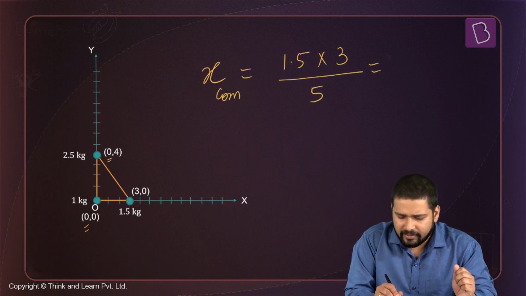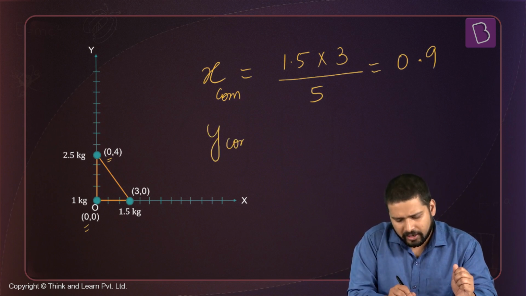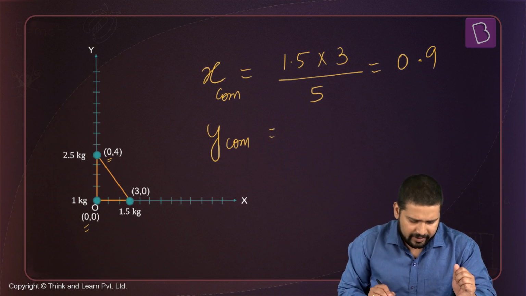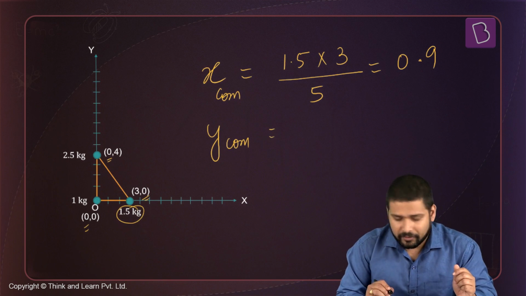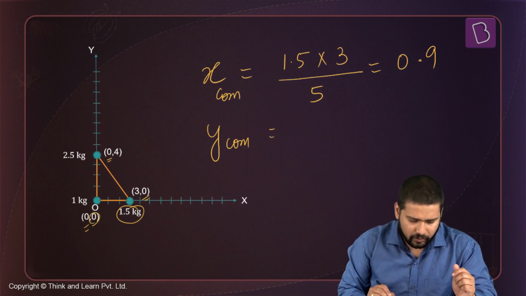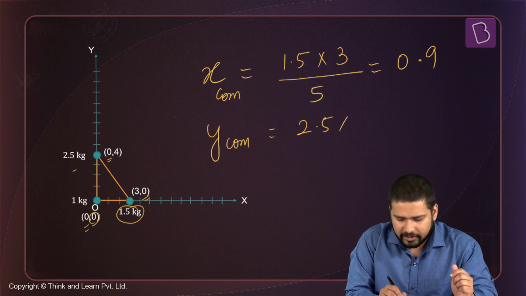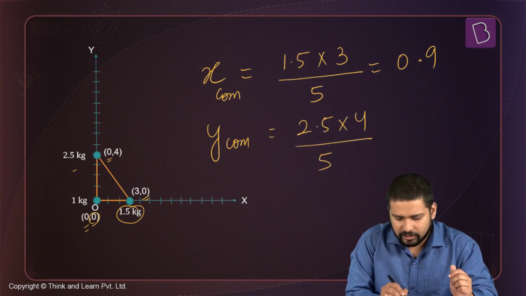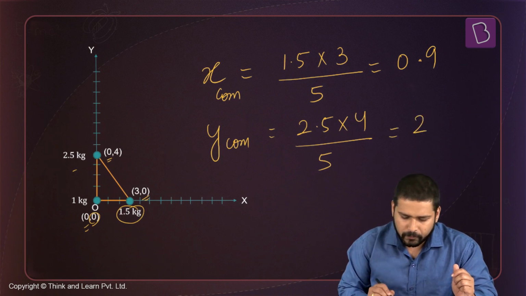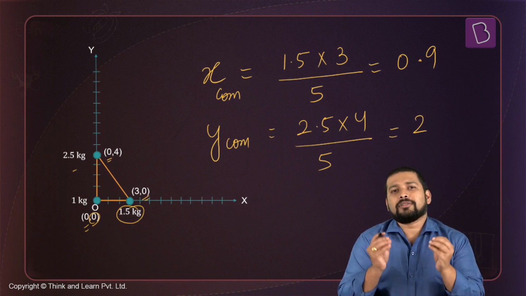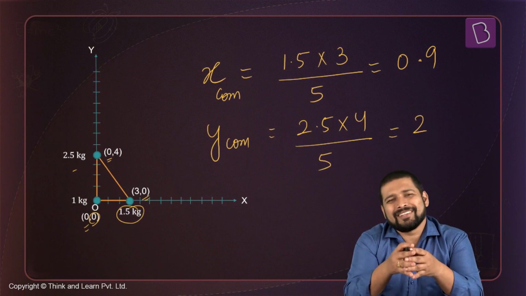So you get the value as 0.9. And as far as y coordinate of center of mass is concerned, for this 1.5 kg the y coordinate is 0, so we are not going to calculate for that. And for this 1 kg also y coordinate is 0, so we are left with only this 2.5 kg, so we'll have 2.5 times 4 divided by the total mass of the system, that's 5. So you get a value of 2. So these are the values of the coordinate of center of mass, and that is the answer to this problem.